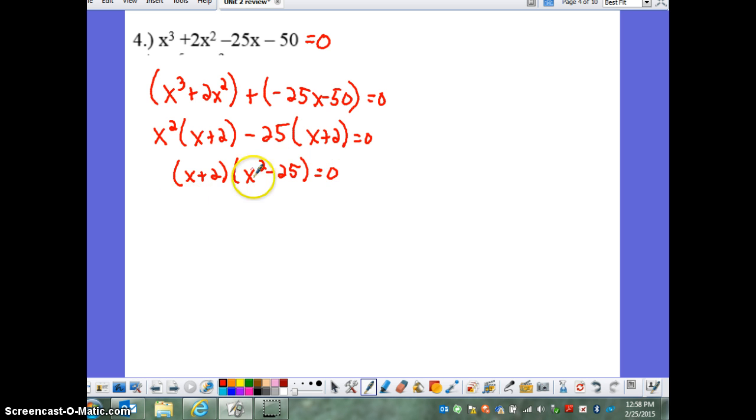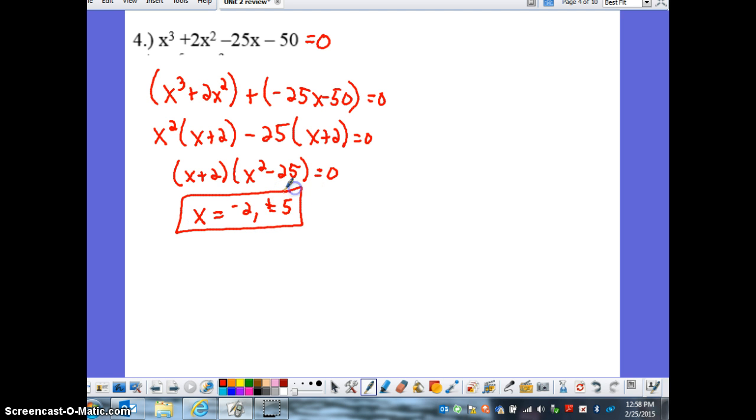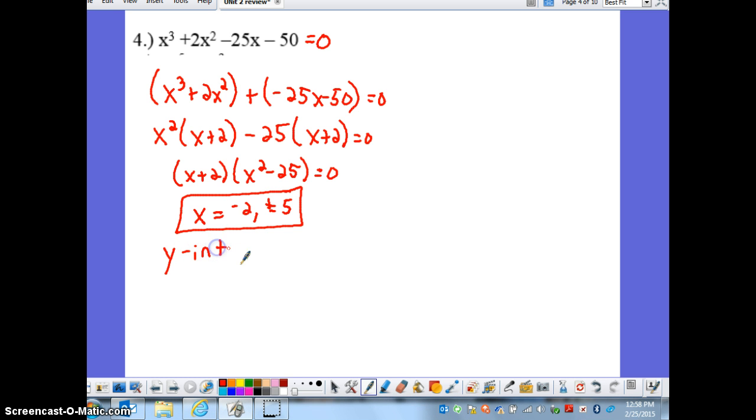You can either factor this to be x minus 5, x plus 5, or just set it equal to 0 as it is. You get negative 2 and plus or minus 5. Those are my zeros. They are my roots. They will also become my x-intercepts because none of them have an imaginary piece. The y-intercept here is going to be (0, negative 50). The negative 50 comes from, again, the end there.